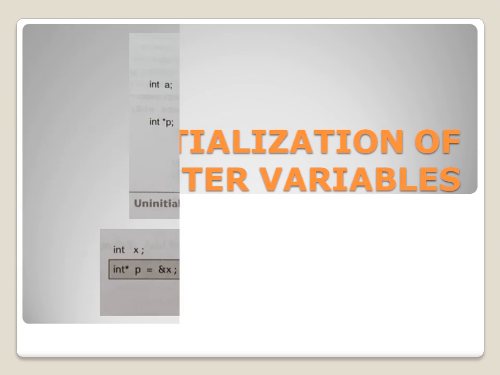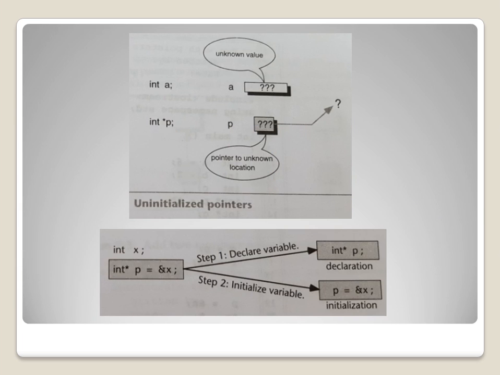Okay, so initialization of pointer variables, how you can initialize. There are two steps. First, if you write something like integer a and you don't give the value, it's an unknown value, right? But if you write integer star p and you do not write something like address of a or address of b, if you do not initialize the pointer, it is known as unknown location. It is not actually pointing to somewhere because you are not initializing.